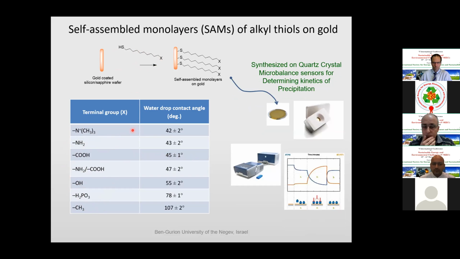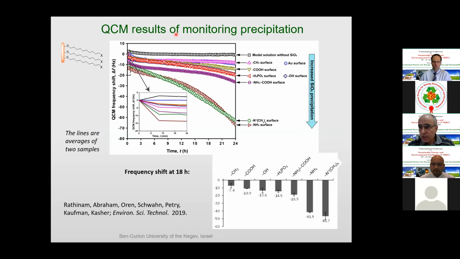The same principle of modification was used to coat quartz crystal microbalance sensors with the same monolayers, and this allows the monitoring of silica precipitation. Here you can see the results of quartz crystal microbalance monitoring of silica precipitation over time.